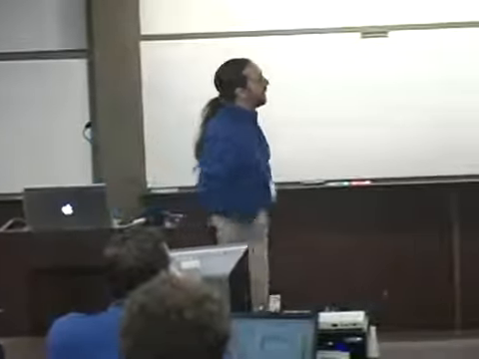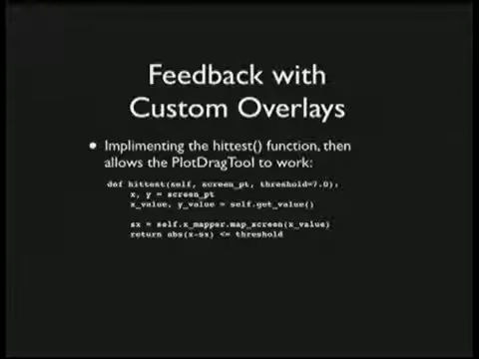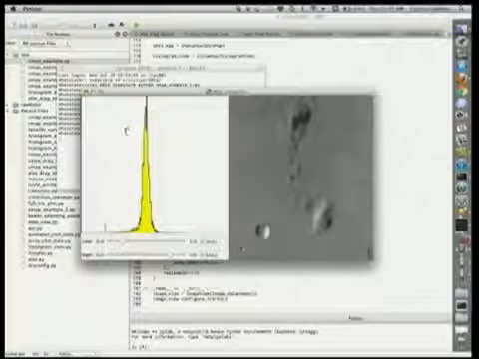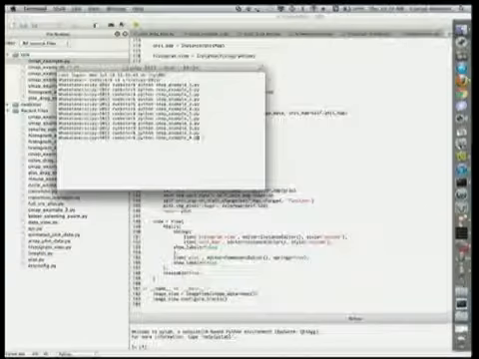Okay. So the last little piece to this is, if you remember, our plot drag tool was allowing us to interact with particular parts of the visualization. So if we add to that custom overlay a hit test function, then the plot drag tool can work with it. And now, just by adding this little snippet of code, we've got something which you can actually click on and drag around.